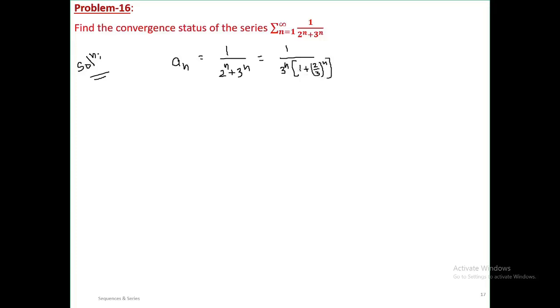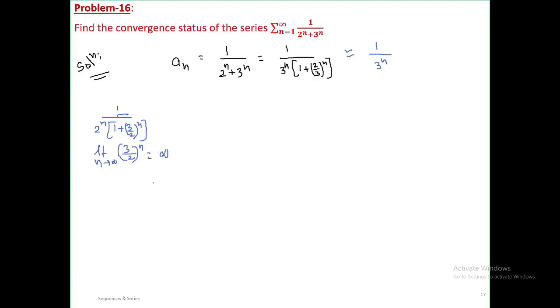So therefore, as n becomes large, the numerator is approximately 1 and the denominator is approximately 3 power n. Why have I taken only 3 power n? Why not 2 power n as common? If I take 2 power n common, I get 1 by 2 power n, and inside 1 plus 3 by 2 whole power n. If I apply limit n tends to infinity, 3 by 2 power n will be infinity, right? So that's why I am taking 2 by 3.